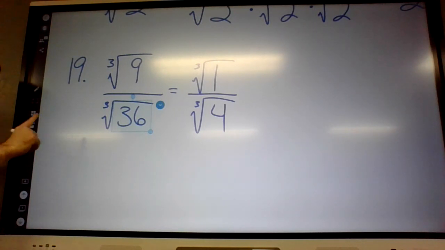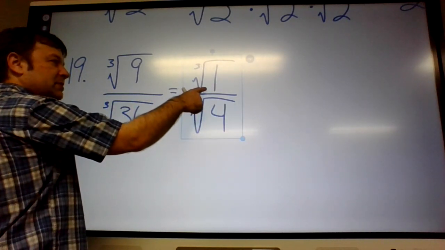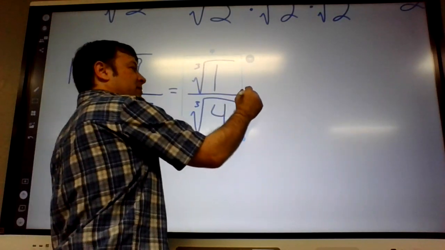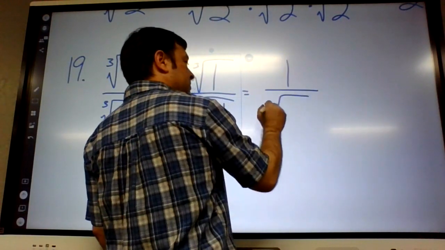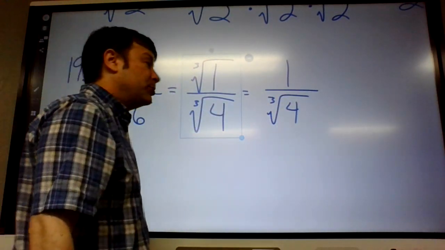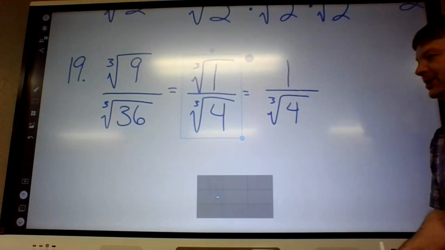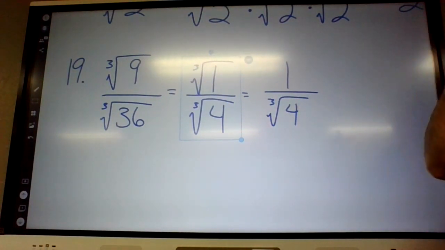Okay, but we can't leave. Do you guys know what the cubed root of 1 is? It's 1. 1 times 1 times 1 is 1. So we can't leave cubed root of 4 in the denominator. 4 doesn't have a cubed root, but what can 4 change into that does have a cubed root?